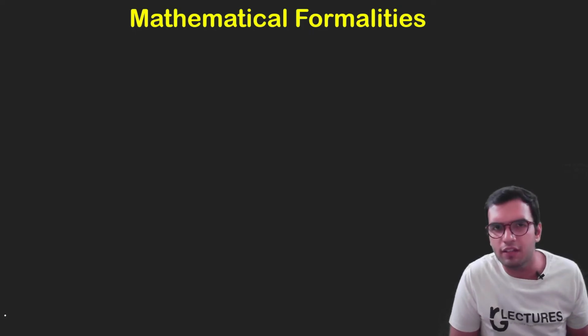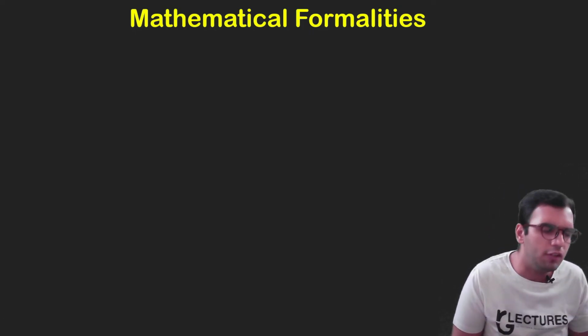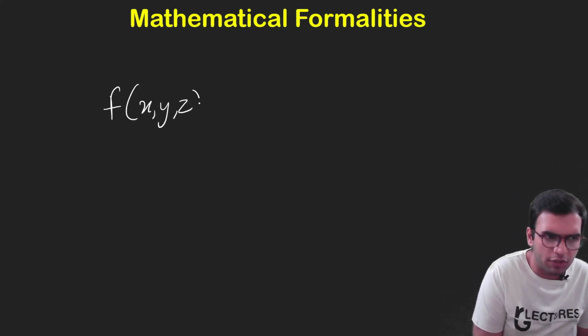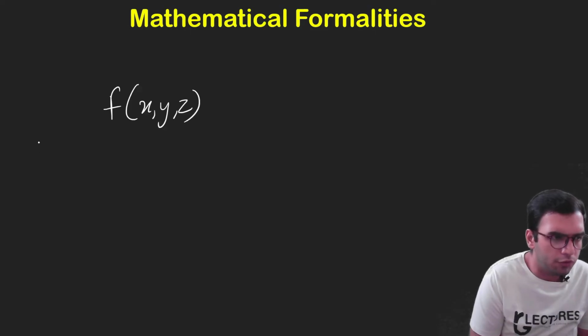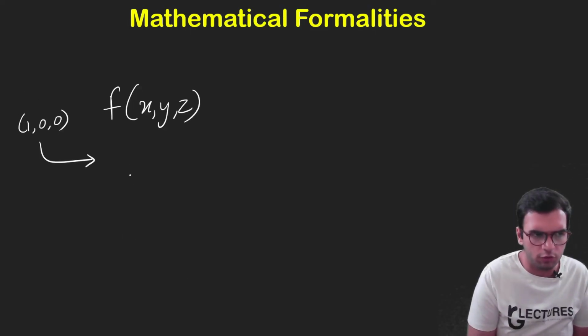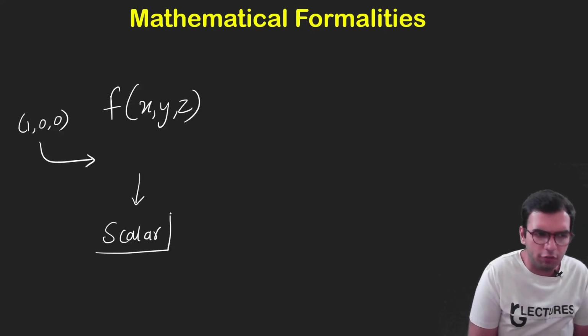Now let us define the scalar point function and vector point function with mathematical formalities. So if I have a function of x, y, z, and I substitute some numbers in it, say I substitute the value 100, and in answer I get a number, that will be a scalar point function.